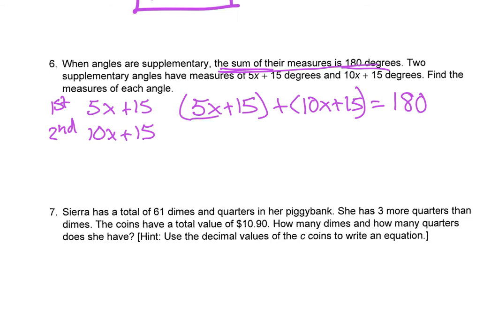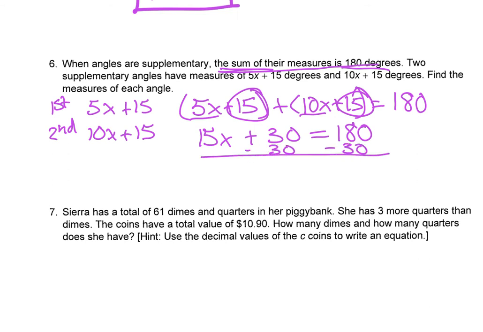So now we combine like terms. 5x and 10x gives you 15x. Plus 15 gives me plus 30 equals 180. Now we just have a two-step equation. Subtract 30 from both sides. So 15x, this is gone, equals 150. Divide both sides by 15. So x equals 10 degrees.